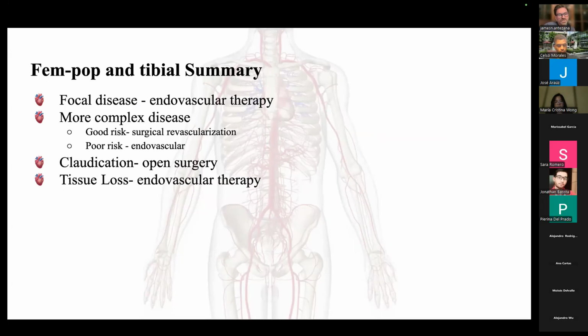Patients with claudication do benefit from open surgery, but endovascular surgery is the better way. Patients don't want to have these large incisions in their legs. They don't want to be laid off for weeks, etc. Tissue loss, endovascular approach can help, especially in those patients, again, with complex cardiovascular disease and comorbidities. Okay.